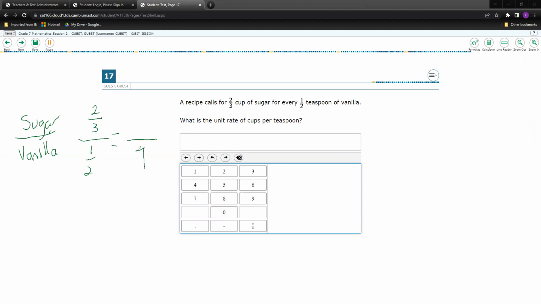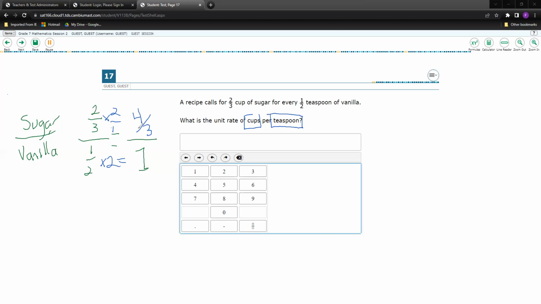So this is 1. How do I get from a half to a full? From 50 to 100? That was easy. I need to multiply times 2. So times 2 over 1, if you will. So this does give me the 1 on the bottom that I need for the unit rate, and this is 4/3. So that means 4/3 cups of sugar per teaspoon of vanilla. So all of that is set there.